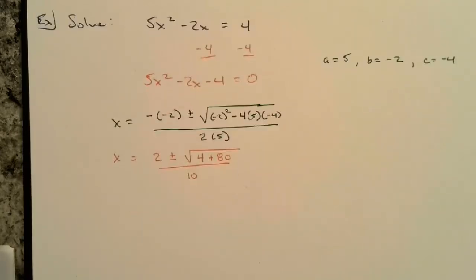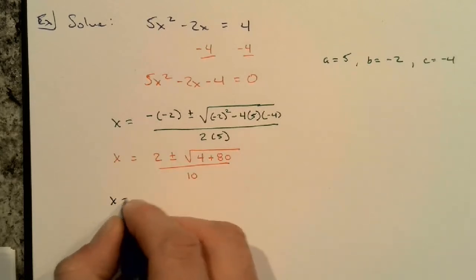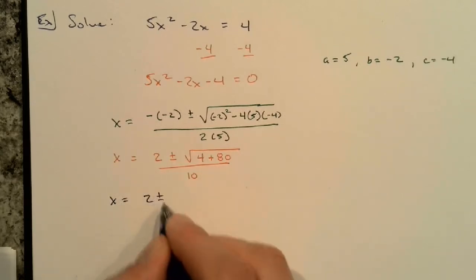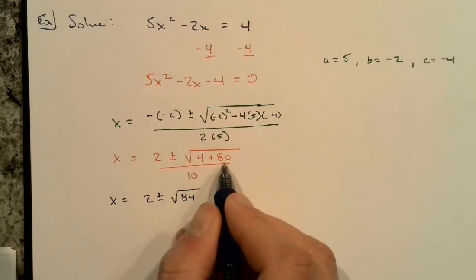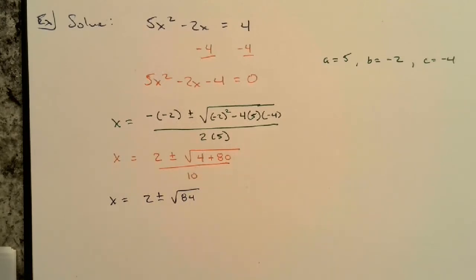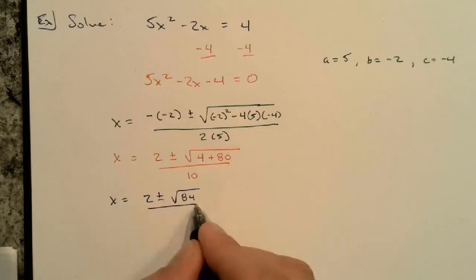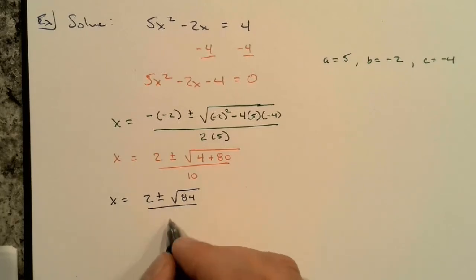Simplifying this further, we have x equals 2 plus or minus the square root of 4 plus 80. You have to add first. You can't just try to take the square root of 4 and the square root of 80. If there's addition inside of that square root, you have to add those together before you can take the square root. So 2 plus or minus the square root of 84 all over 10.